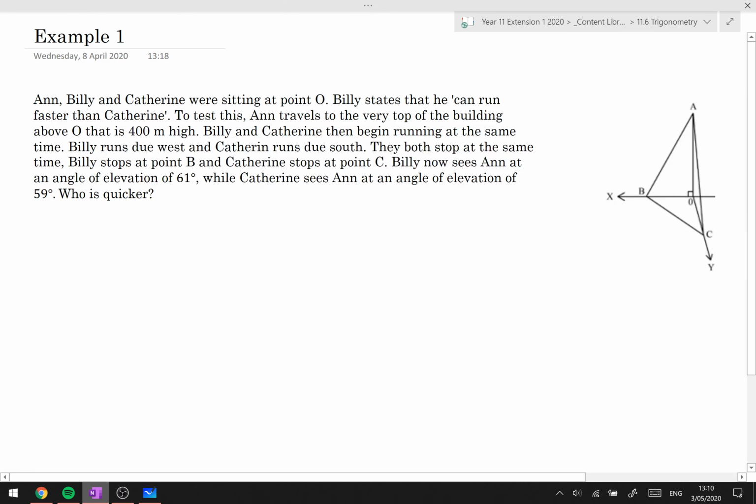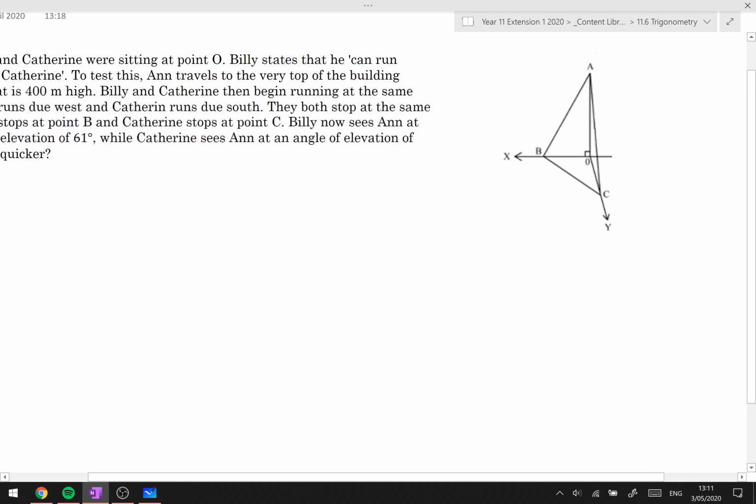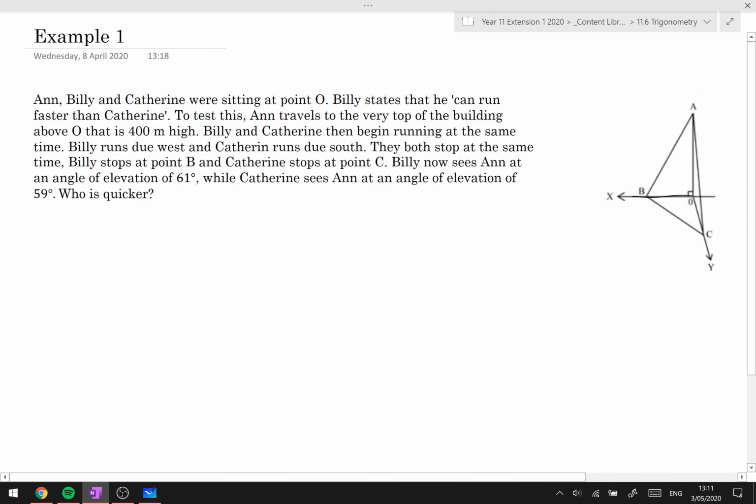Let's do a problem. Anne, Billy, and Catherine were sitting at point O. If we have a look at this picture over here, there's point O in the middle. Billy states that he can run faster than Catherine, and to test this, Anne travels to the very top of a building. So she's on top of the building there. Billy and Catherine then begin running at the same time. Billy runs due west, and Catherine runs due south. As you can see in the diagram, west is where Billy's gone, south is where Catherine's gone.